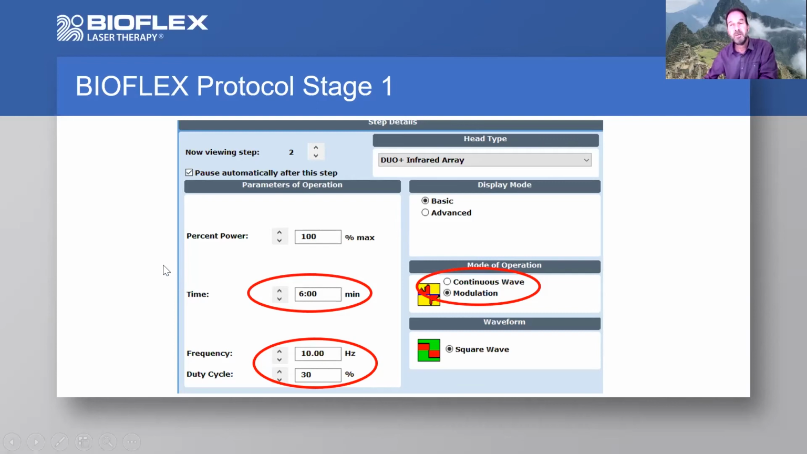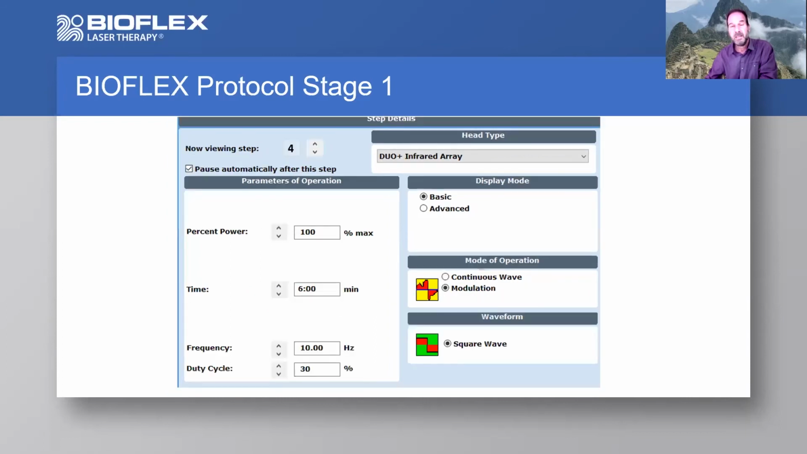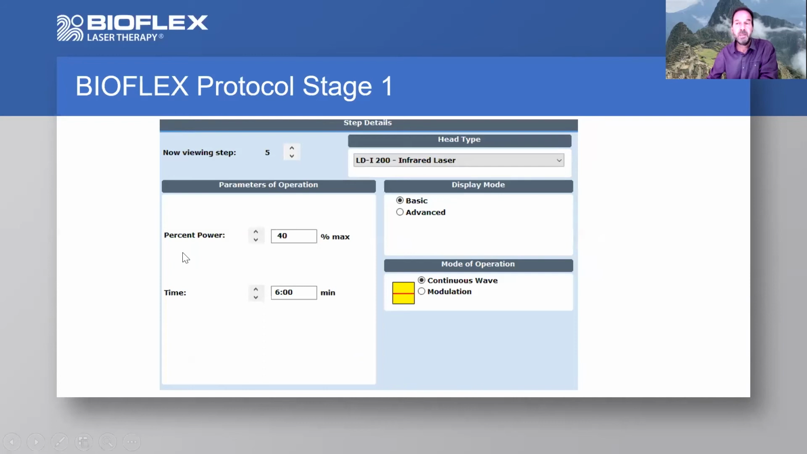Now we're going to move that array from the sole of the foot to the heel of the foot and proceed similarly to what we did with the sole of the foot: 5 minutes continuous red, and then 6 minutes infrared, a similar frequency and duty cycle. Then the very last step is using a class 3B laser probe. Our probes are around 200 milliwatts, but we can change the percent power. We use about 40% here, which roughly indicates around 75 milliwatts of power for about 6 minutes. Now that 6 minutes isn't all in one spot, it's moving around, and I'll talk about that very shortly.